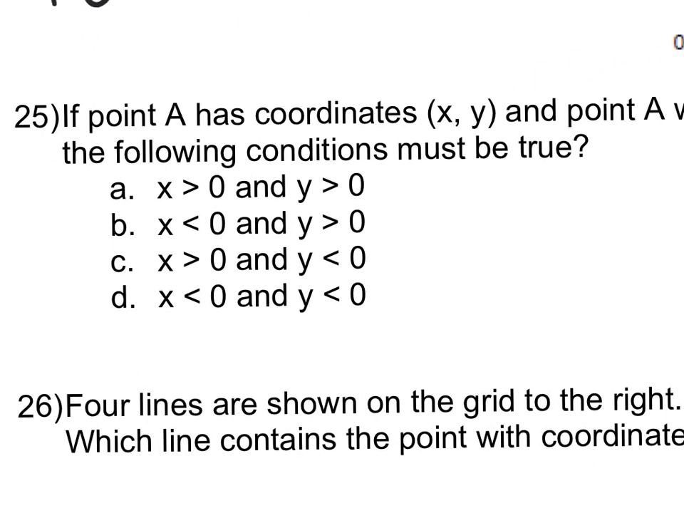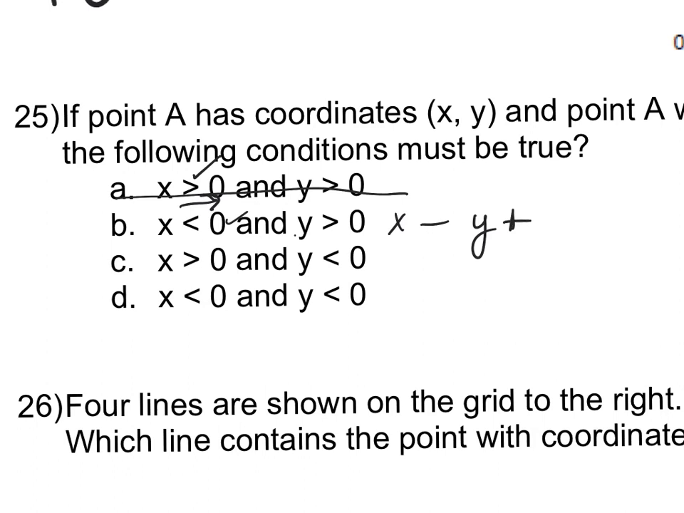Well, here it says x is greater than 0. Okay, so that is not good because that moves to the right. So this one will be out. This one says x is less than 0. Well, that's good because this will give me a negative. And this says y is greater than 0. So my x would be negative, and my y would be a positive.